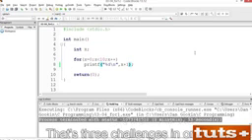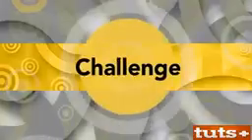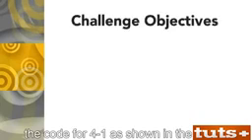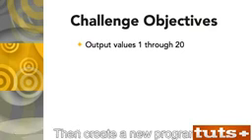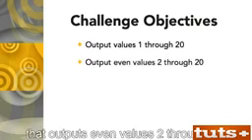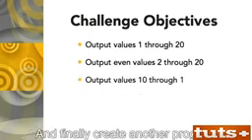Your first challenge is to modify the code for 4.1, as shown in the earlier movie, so that it outputs values 1 through 20. Then create a new program that outputs even values 2 through 20, and finally create another program that outputs values 10 through 1. This exercise should take you about 10 minutes to complete.